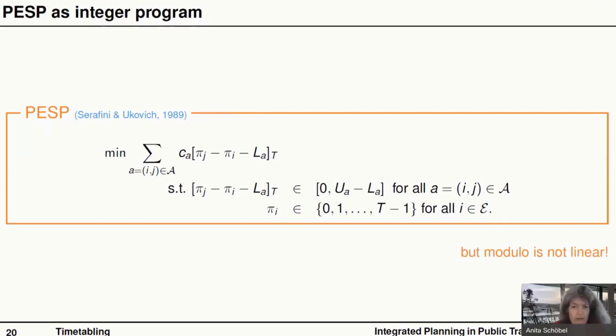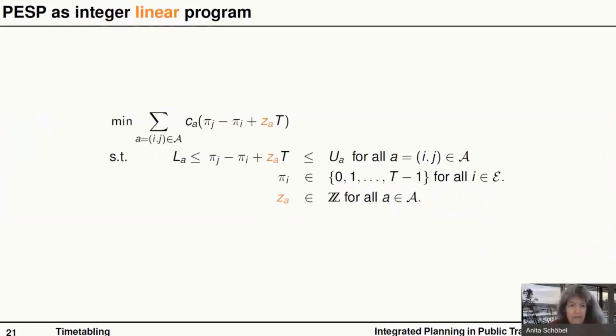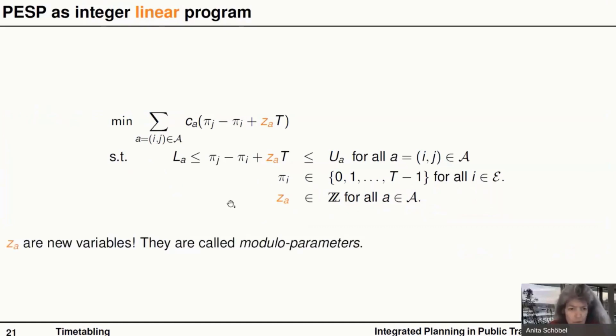But it is not a linear program because modulo is not a nice operation. It's not a plus or minus operation, so we cannot really deal with it. But we can reformulate it as an integer linear program by adding a new type of variables. So what we need are new variables, the variables ZA. So now we have two types of variables: the old ones, which are just the red numbers on our nodes, so the times, and some auxiliary variables, which are called modulo parameters, and that help us to get the modulo operation in a mathematically good way.